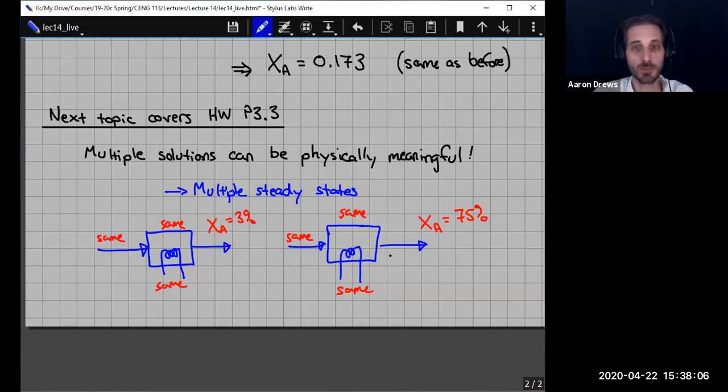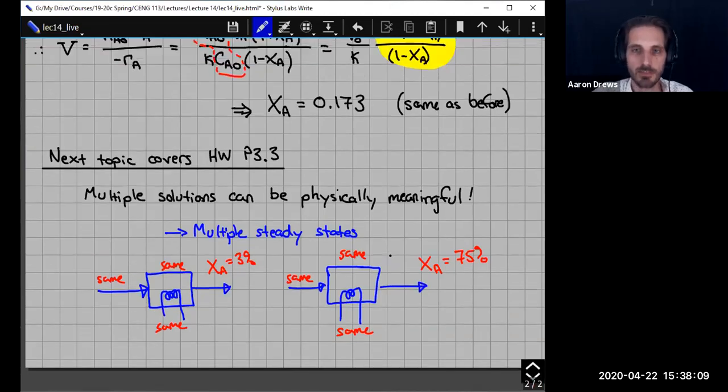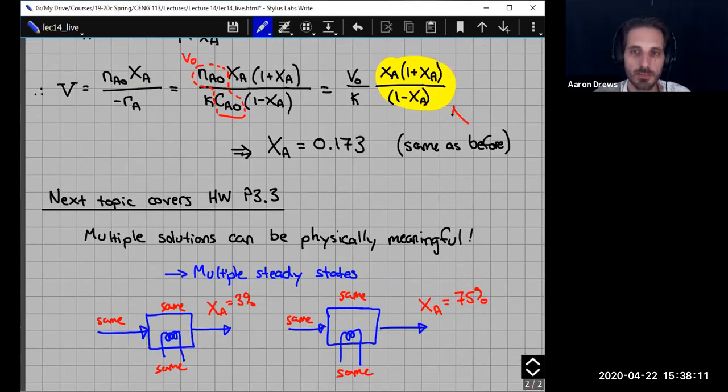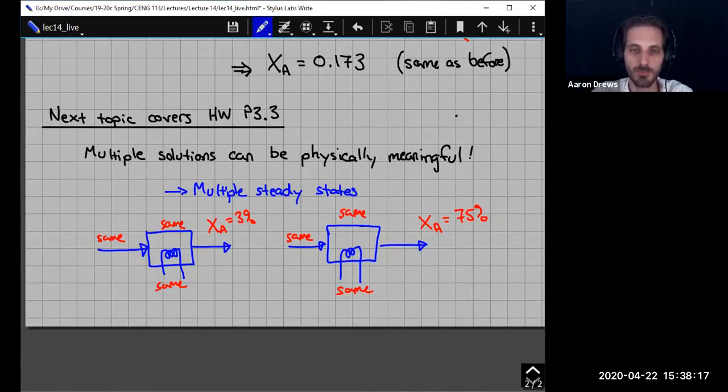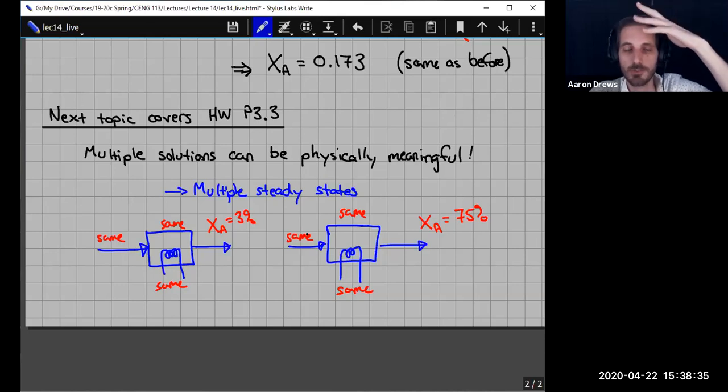The mathematical origin of that is that in these material balances, like this one up here, there can be more than one solution to that, and it can be physically meaningful. The operational impact of that, the real world implication, is that we have to be very careful how we make adjustments to a system if it can operate at these two different steady states. There are ways that we can get it to always behave as though it's at the higher conversion or always behave as though it's at the lower conversion.